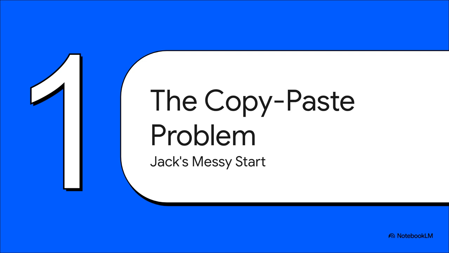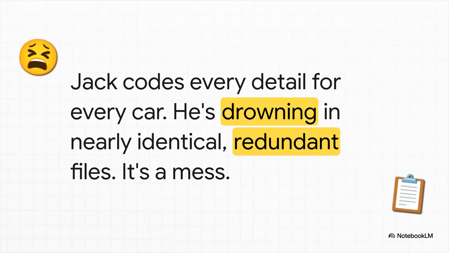So to really get what I'm talking about, let's meet this guy, Jack. Jack has this big dream. He wants to build his very own digital car company. But his first try? Well, let's just say it's about to hit a massive roadblock. So Jack gets to work. He codes his first car, a gray 2-liter 3 Series coupe with leather seats.